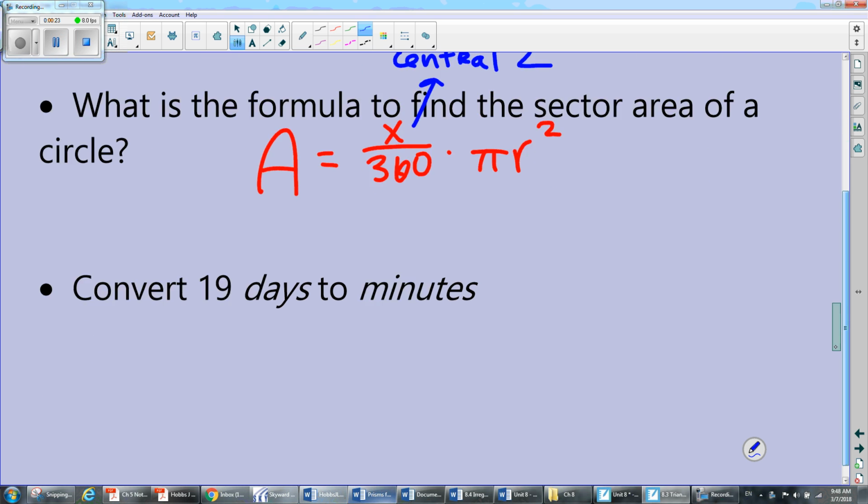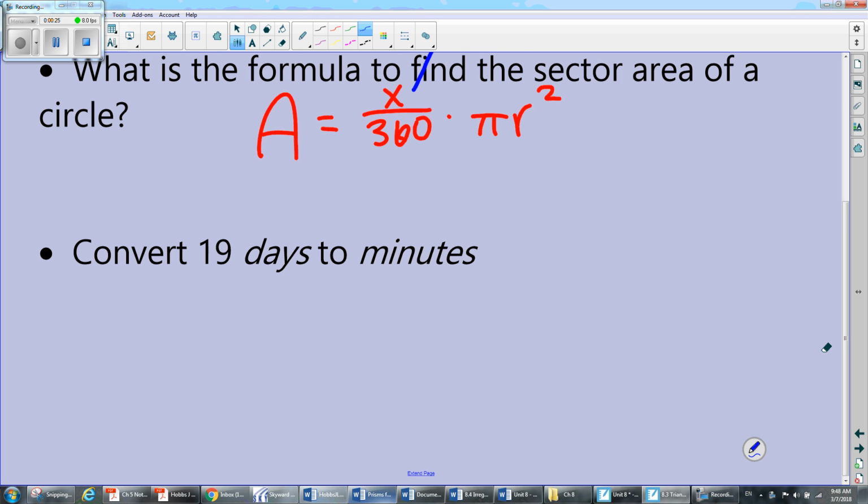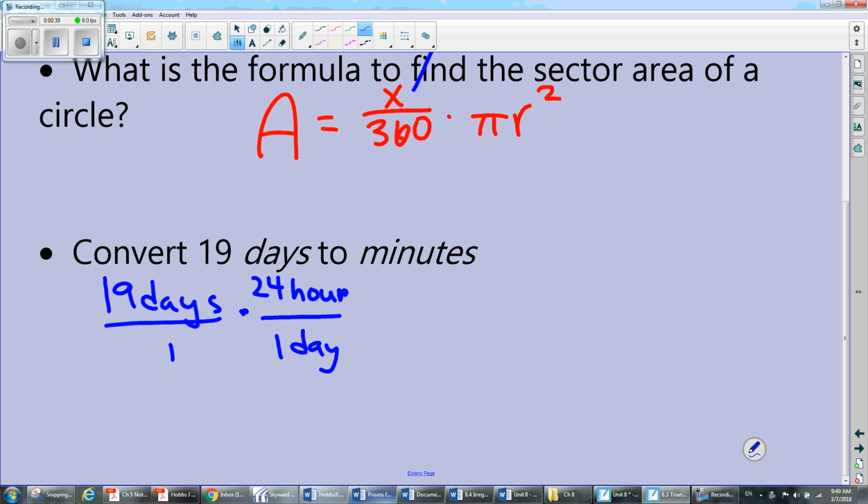When we are trying to convert 19 days to minutes, start with the 19 days. You can put it over 1. We're going to multiply it by some fraction. We know in 1 day there are 24 hours. So now my days from the top cancel with my days on the bottom.